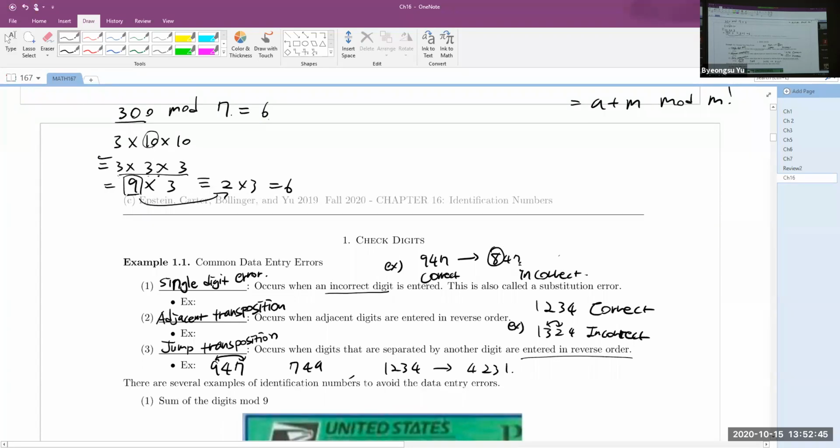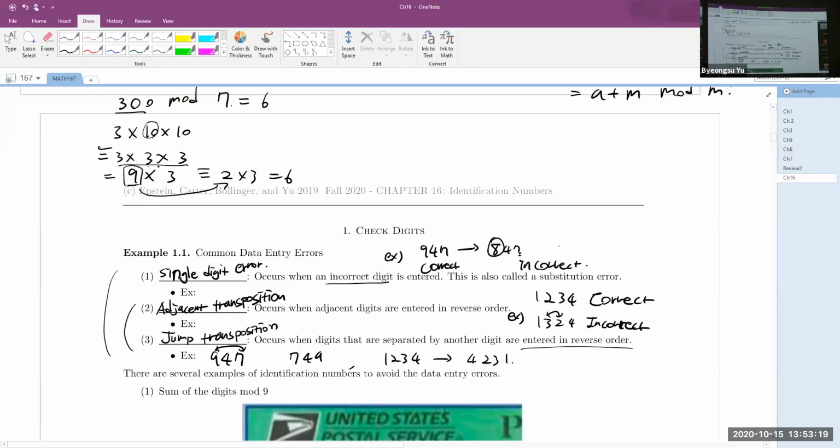That's a single digit error. An adjacent transposition error is just typing two numbers with the first one as second and the second one as first. And a jump transposition is just changing two numbers in different digits, right? So those are actually common errors. Not only that, the first one is common for humans also, but the second one and third one are common for computers.